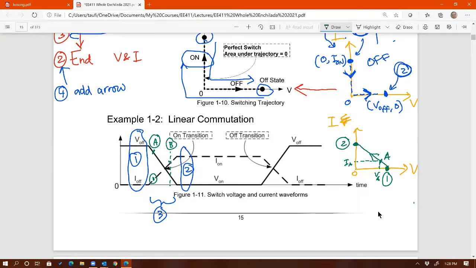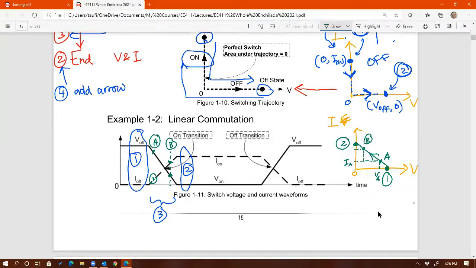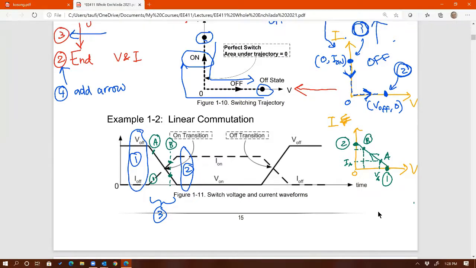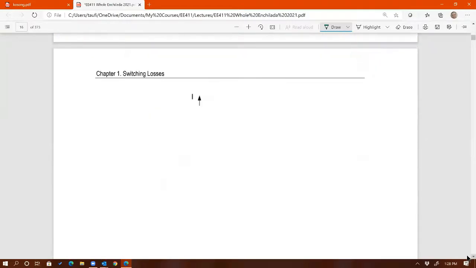So you can see that current keeps increasing close to the final value, whereas the voltage is now close to 0. So that could be corresponding to this point right there. That's another trajectory point right there. VB, IB. All right, any question on this? So if you do the turn off, it should be the same way, except the arrow is going to be the opposite direction. That's why when I combine the two, you get this picture right here.